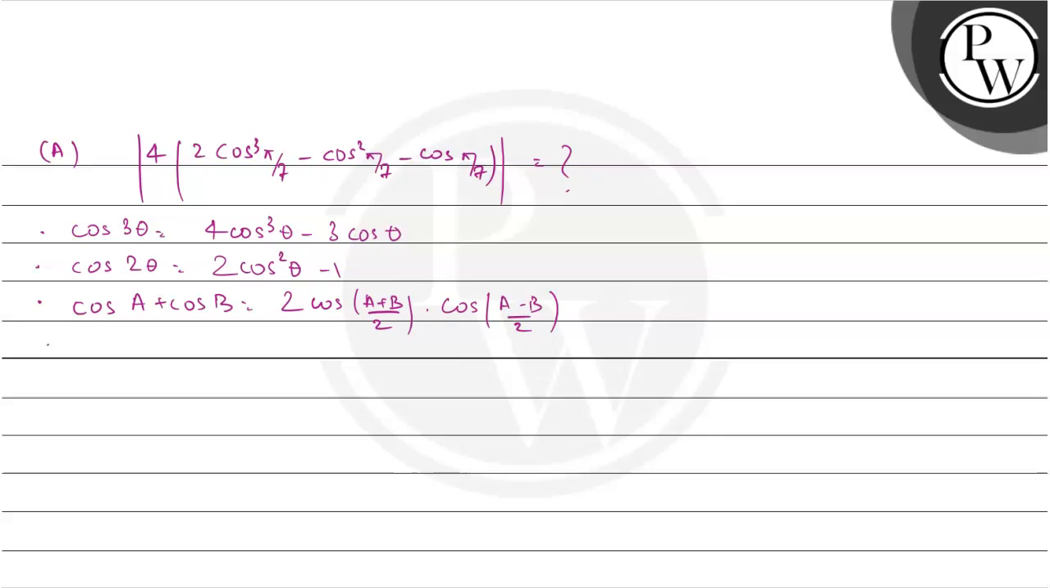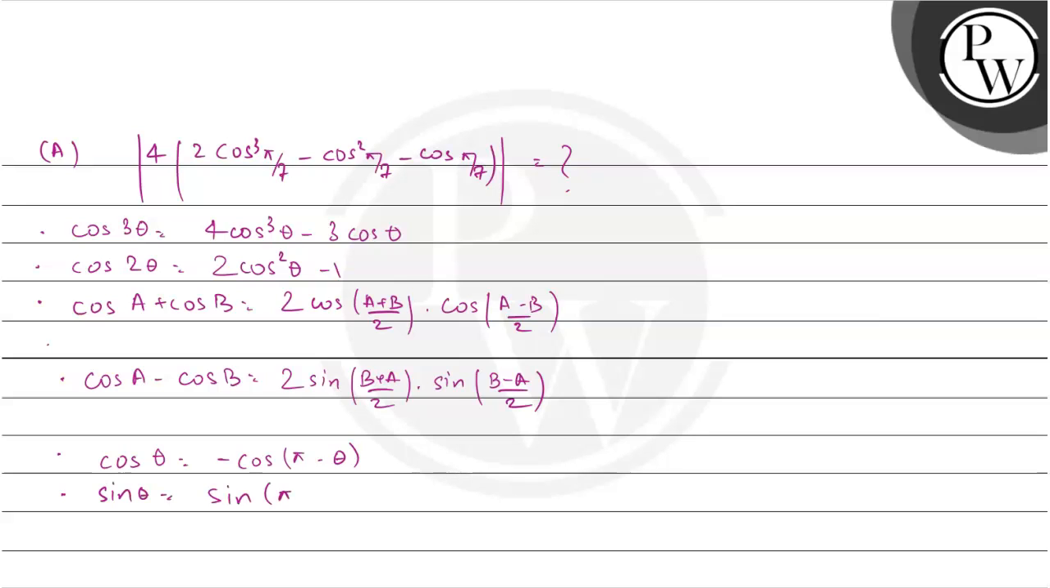Similarly, cos of a minus cos of b is equal to twice of sine of b plus a upon 2 times sine of b minus a upon 2. The identities related to angles that I have to use over here is cos of theta is equal to minus cos of pi minus theta. Theta should be in radian. Sine of theta is equal to sine of pi minus theta. Using these many key concepts, I'm going to be solving this problem A.